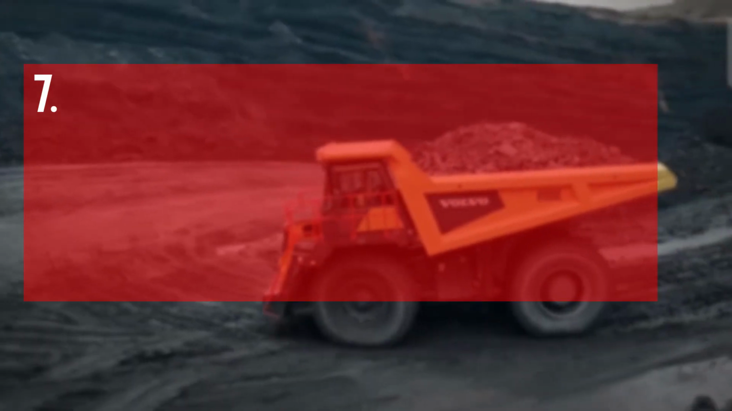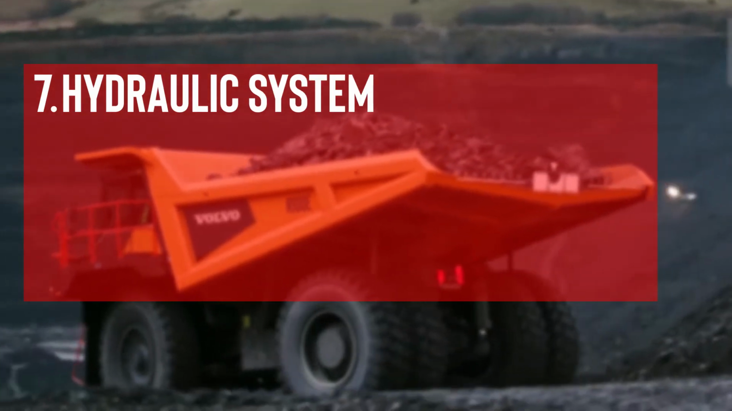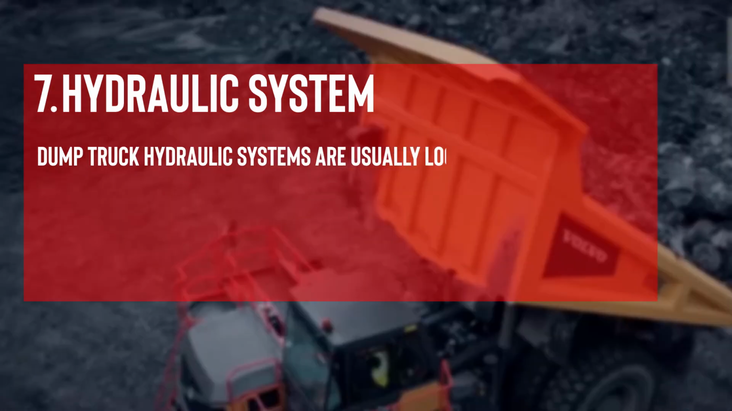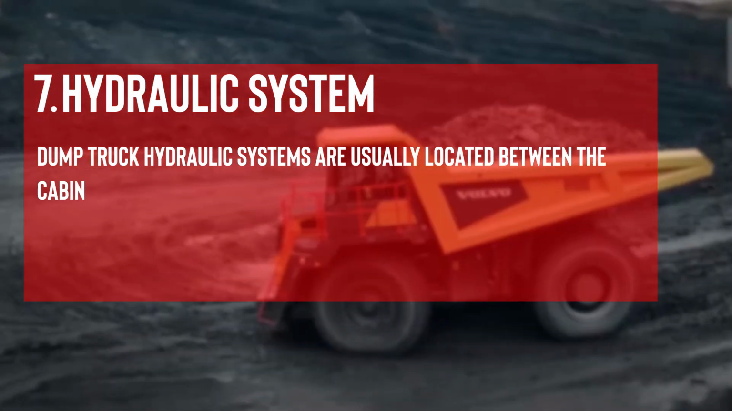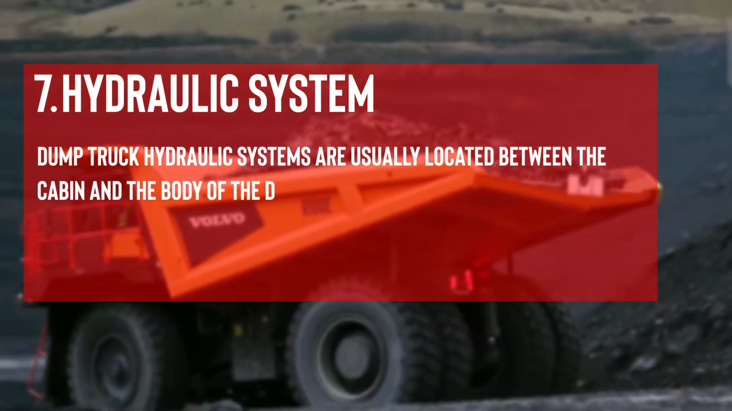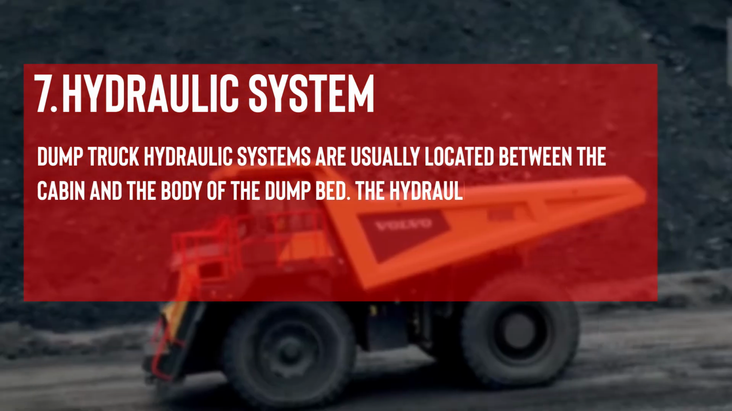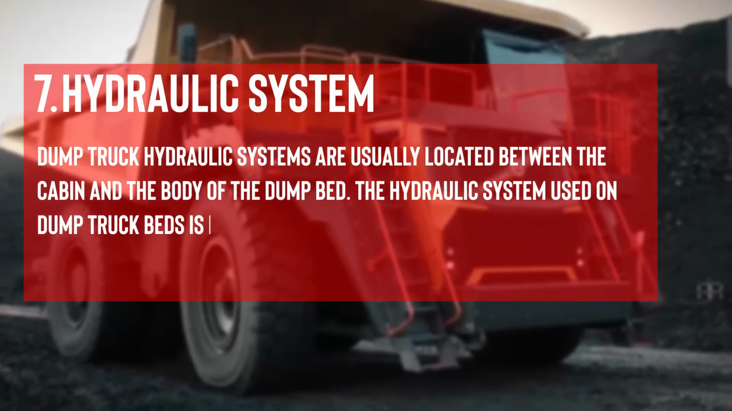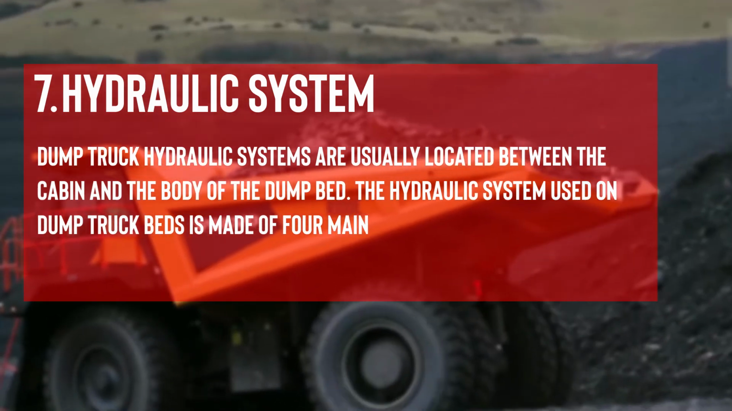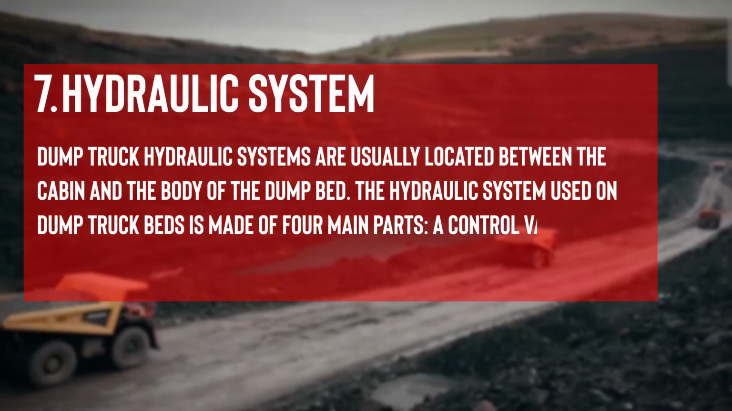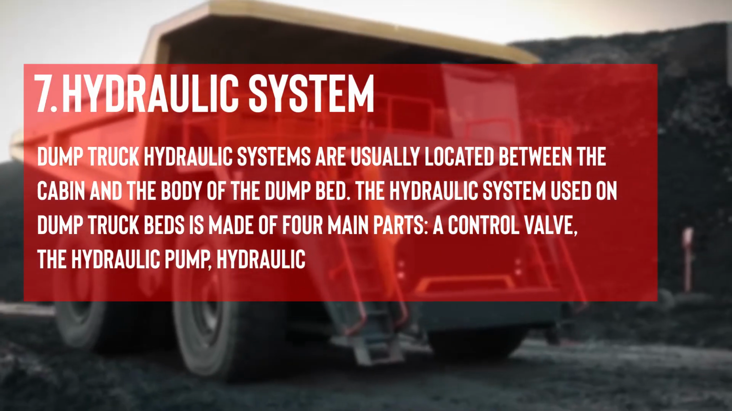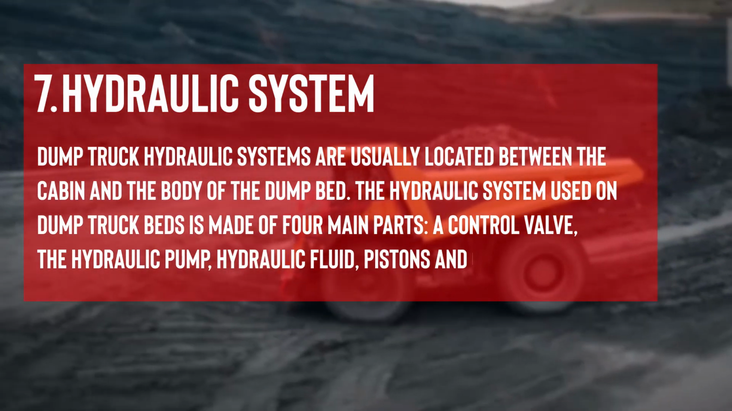Number 7. Hydraulic system. Dump truck hydraulic systems are usually located between the cabin and the body of the dump bed. The hydraulic system used on dump truck beds is made of 4 main parts: a control valve, the hydraulic pump, hydraulic fluid, pistons, and cylinders.